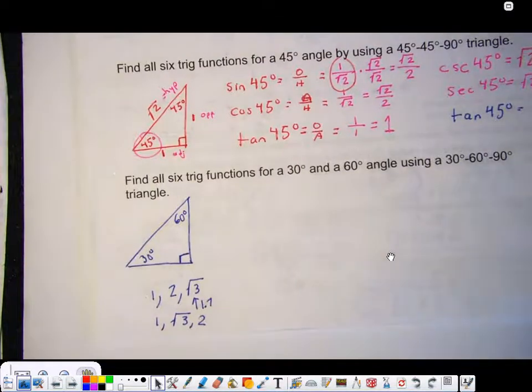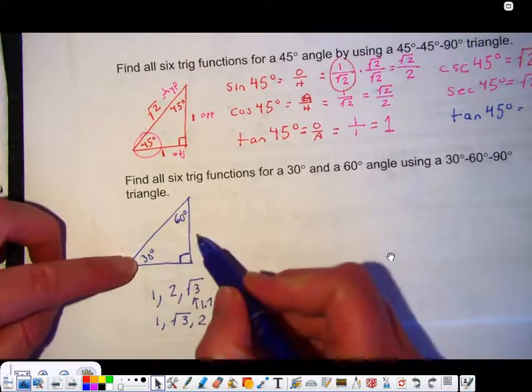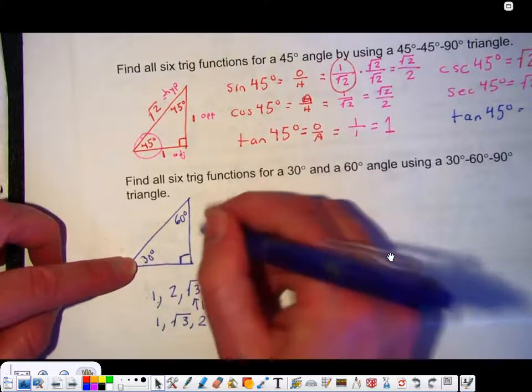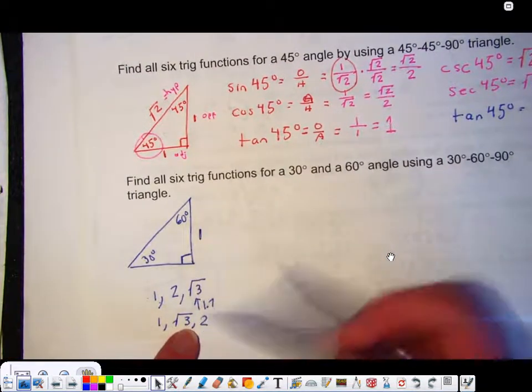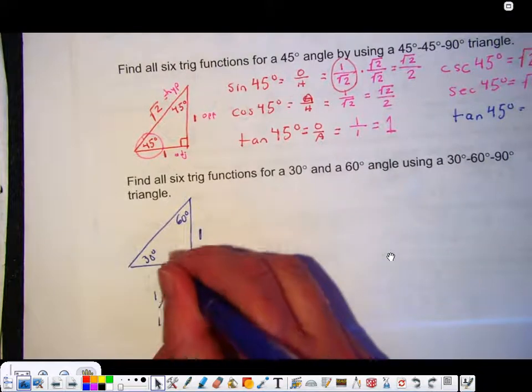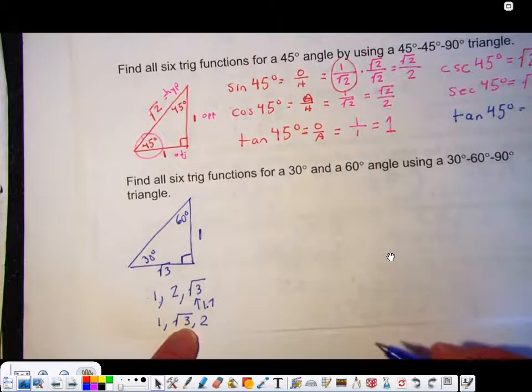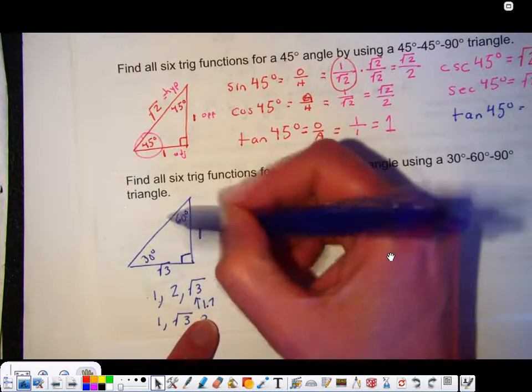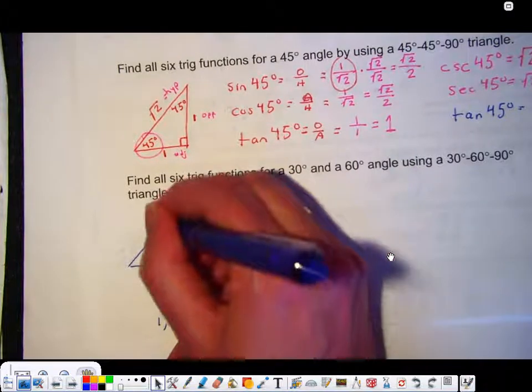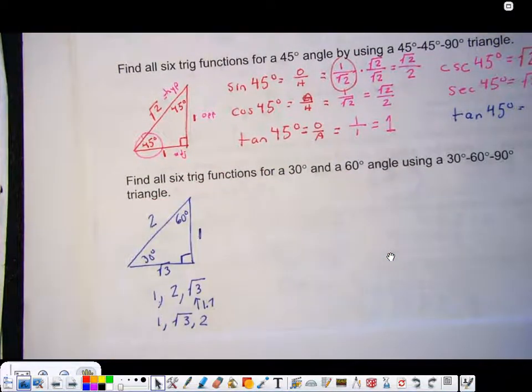And the smallest side is across from the smallest angle. So across from the 30, you want to put the 1 because that's the smallest angle. Across from the 60, you want to put the square root of 3 because that's 1.7, the next biggest. And then 90 is the biggest angle, and also the hypotenuse is always the biggest, so that's where you want to put the 2. If you get that right, you'll get all the trig functions right for 30 degrees and for 60 degrees without having to memorize anything. You can just use your triangle.